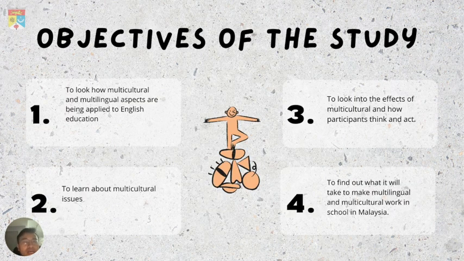We have four objectives here. The first one is to look at how multicultural and multilingual aspects are being applied to English education. The second one is to learn about multicultural issues. The third one is to look into the effects of multiculturalism and how the participants think and act. Next, to find out what it will take to make multilingualism and multiculturalism work for schools in Malaysia.